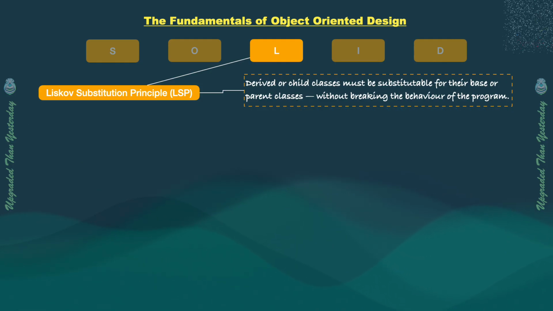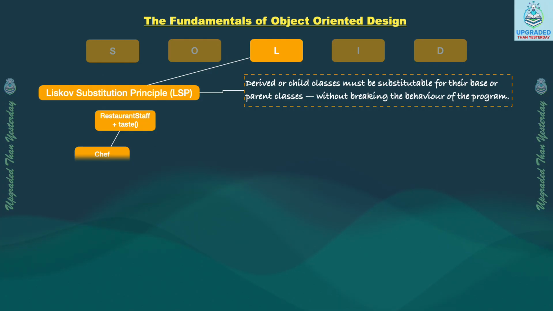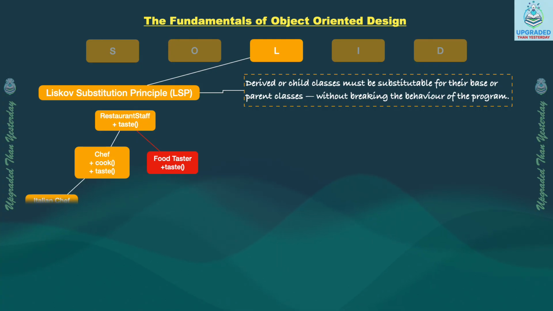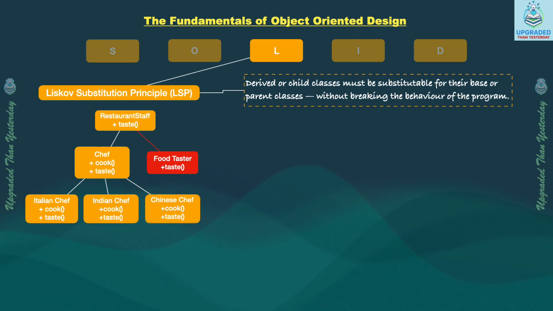To solve this problem, we need to add a proper parent to avoid misuse of the parent's method. Let's add a class restaurant staff with a method taste, which becomes the parent of both chef and food tester class, as shown in the diagram. Here, we are assuming that any staff of this restaurant is eligible to taste the food.